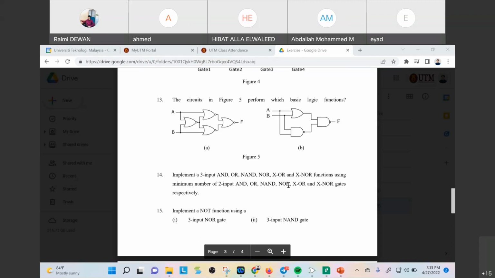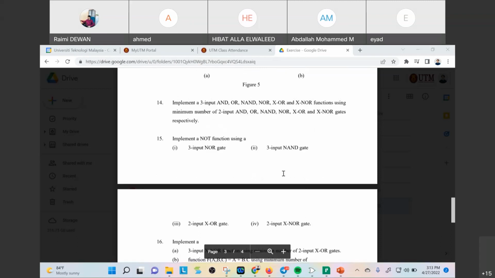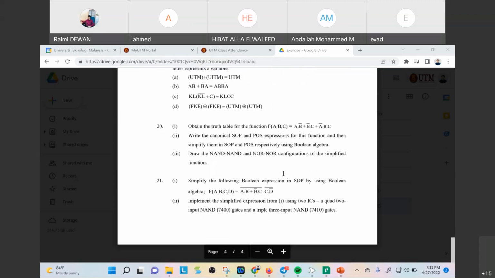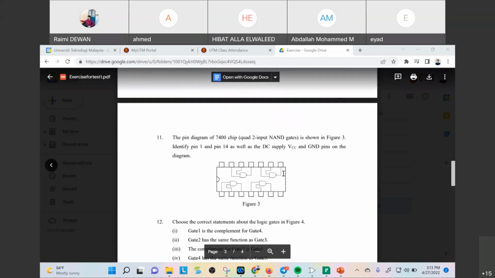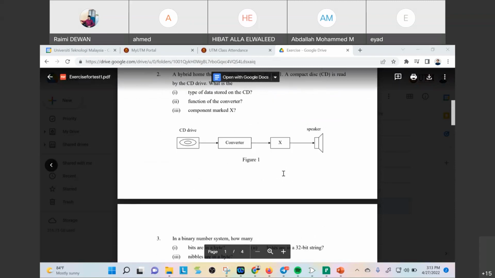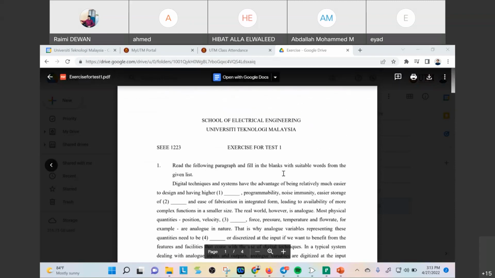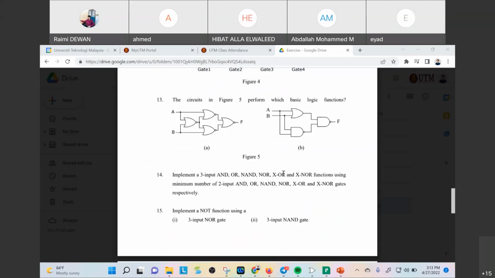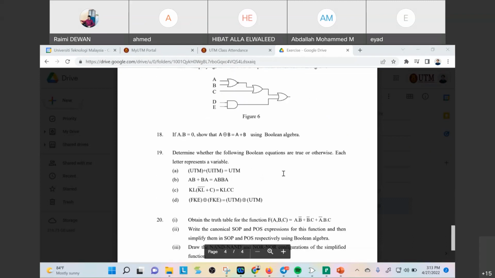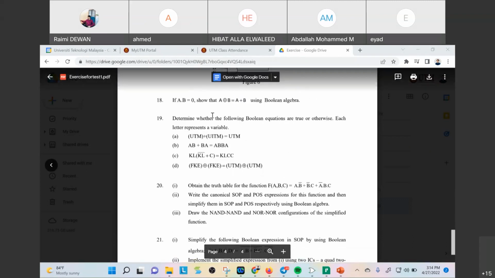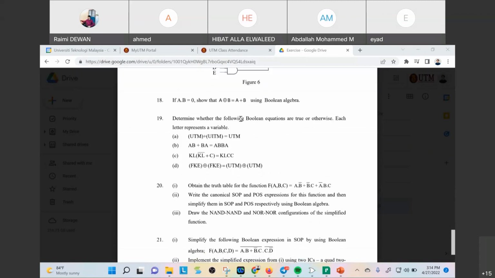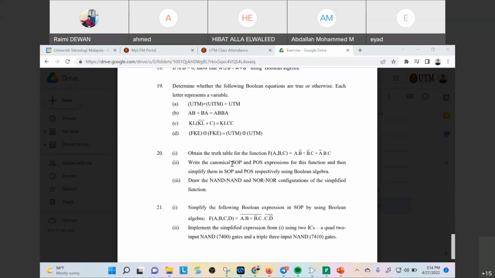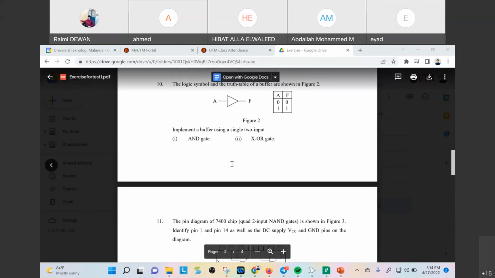Okay, so I will give it to you. You guys can do it during the mid-semester break. It's 4 pages, a lot of things here. For example, determine whether the Boolean equations are true or otherwise. Each letter represents a variable, and then obtain the truth table. I think this is good.